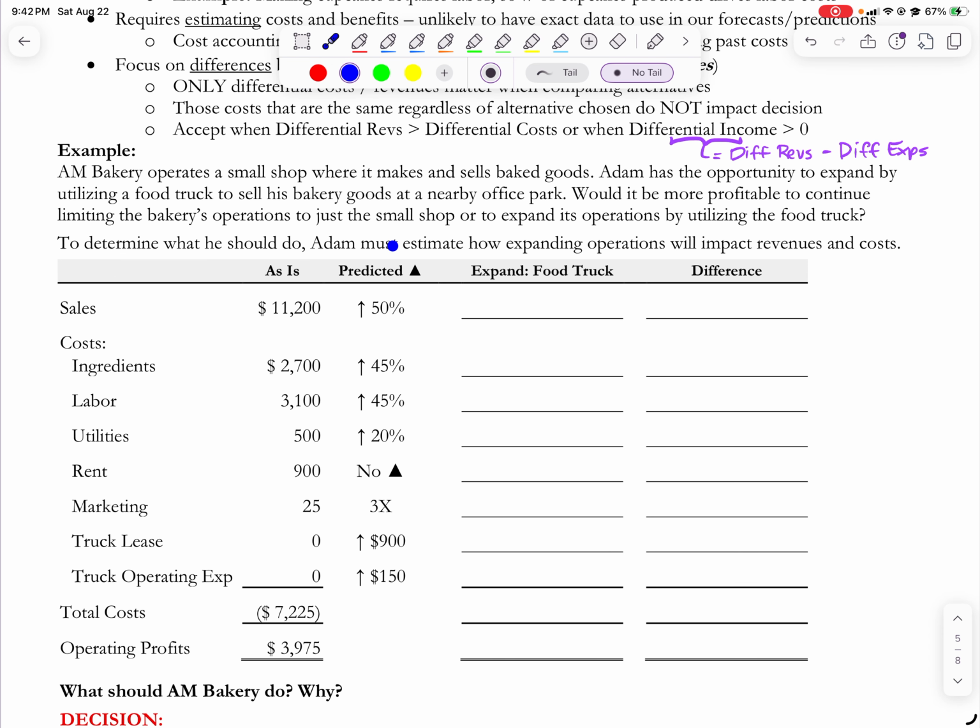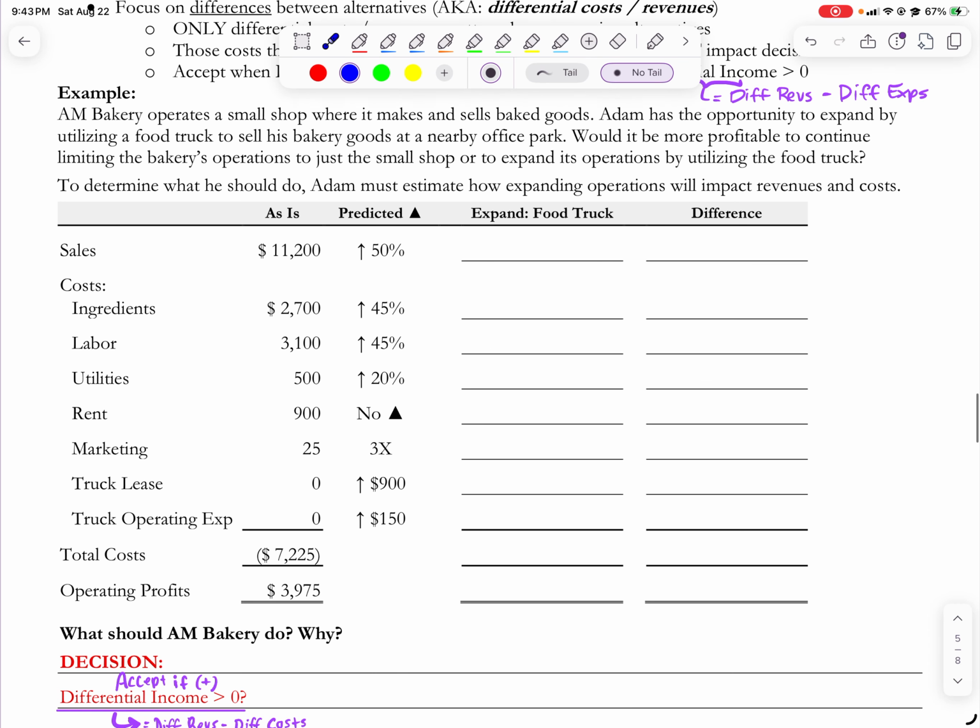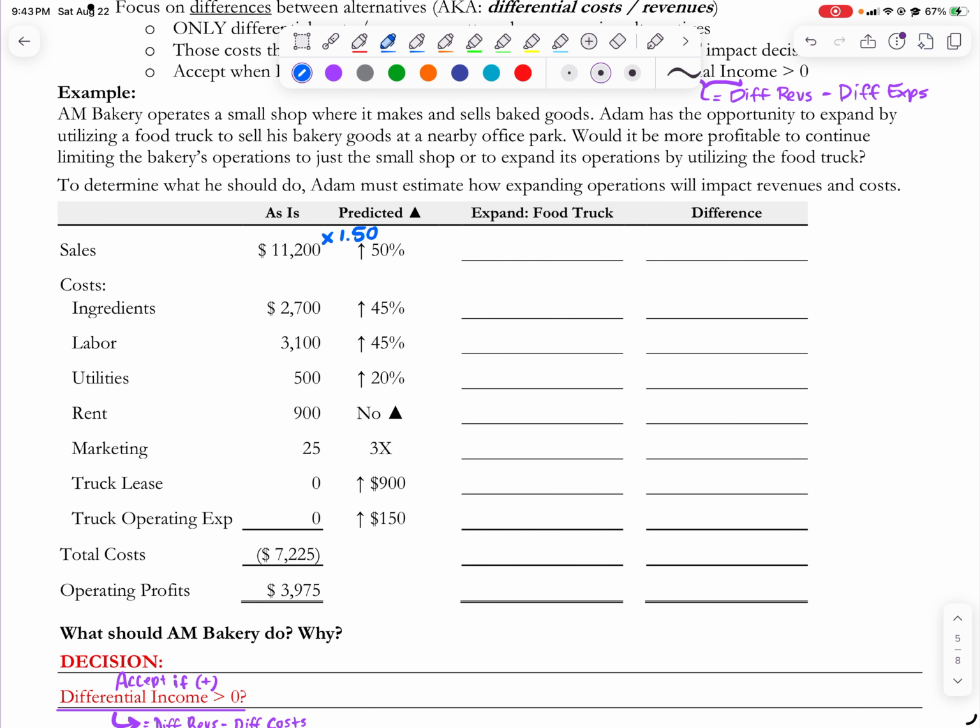This is the predicted change. So if he decided to expand to the food truck, this is how the given info says that costs or benefits will change from the current status quo, or from just continuing with the small shop. So if he decides to utilize the food truck, his sales of $11,200 are projected to go up by 50%. Essentially, they should be 150% of what they are now.